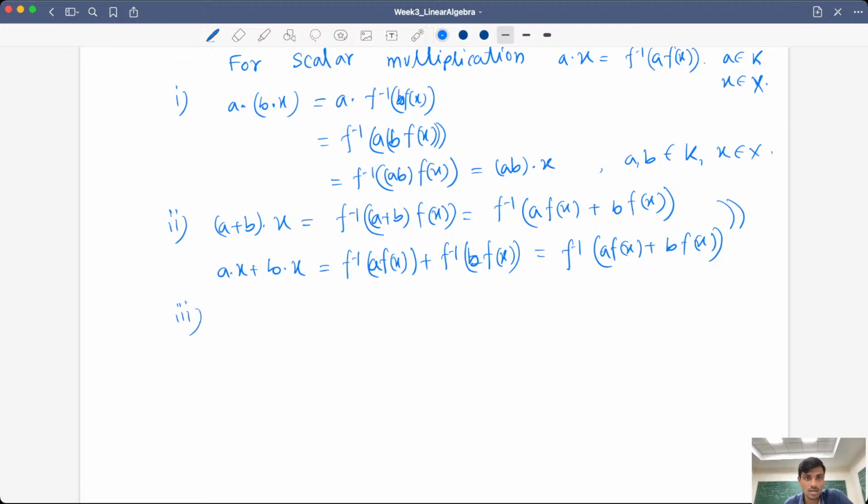Third is just taking x plus y, so a dot (x plus y) is by definition f inverse of a fx plus, or okay, I should first perform this x plus y, so that this is a dot f inverse of (fx plus fy), and then this is f inverse of a dot f of this thing, so a into (fx plus fy).